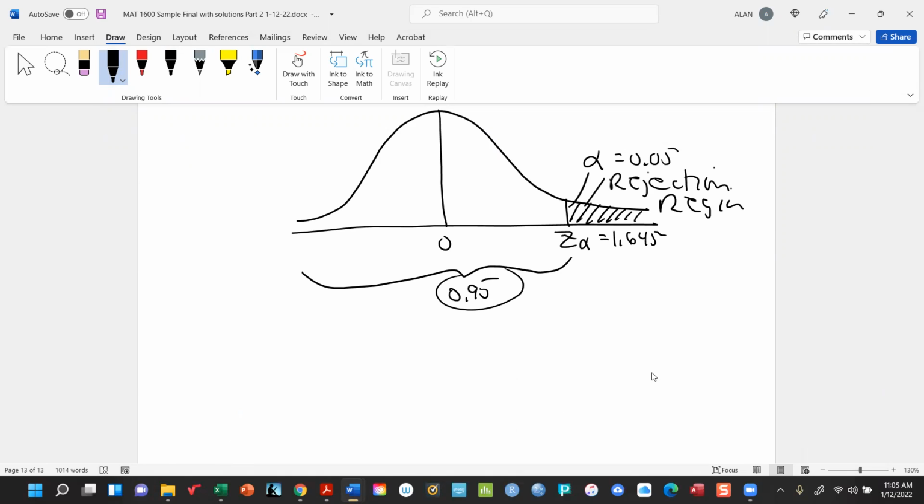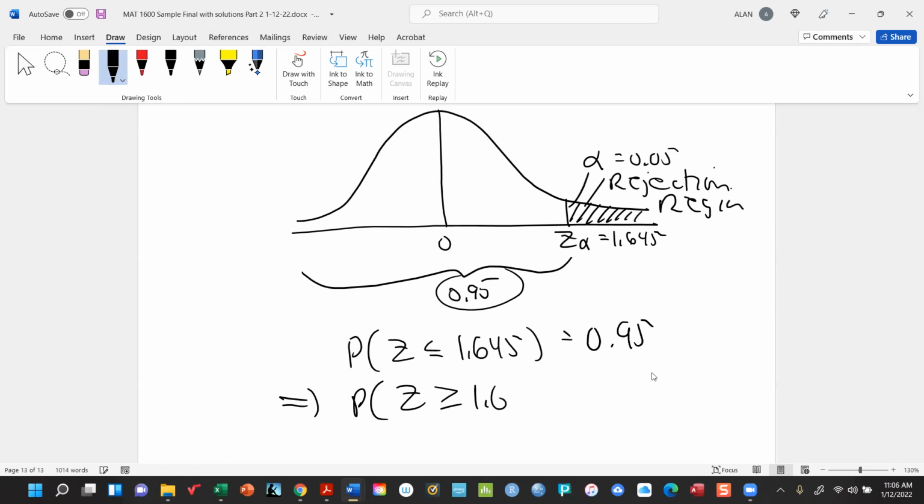Okay. In other words, what this is saying to us is that the probability that Z is less than or equal to 1.645 is 95%. So that's why this represents the Z score that we need, because everything above that would therefore be 5%. This implies that the probability that Z is greater than this value is 0.05, and that's what we're aiming for.